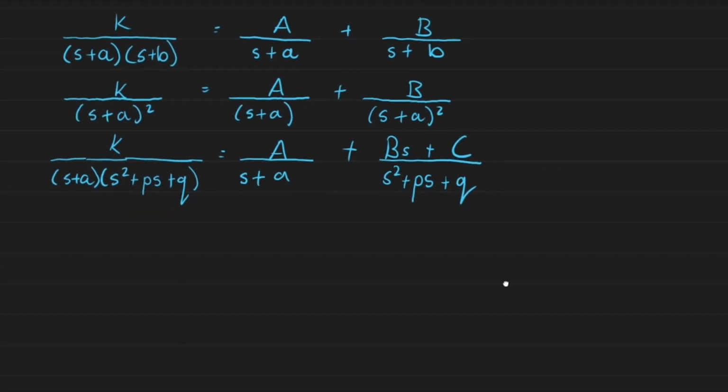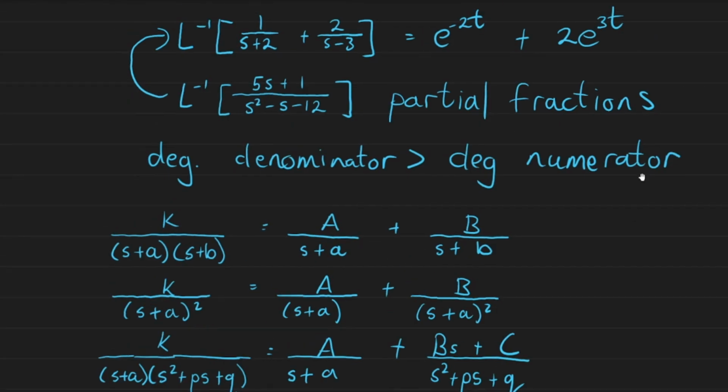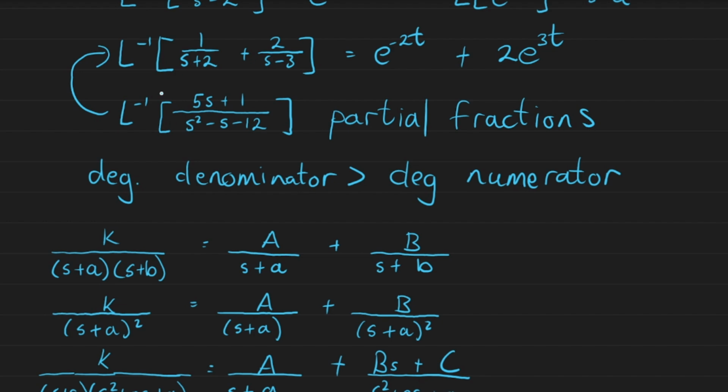So if we now apply this to our example, we can just go back to our example, and it was 5s plus 1 divided by s squared minus s minus 12. So we're now going to put that in the form of partial fractions using this rule that we had just shown.